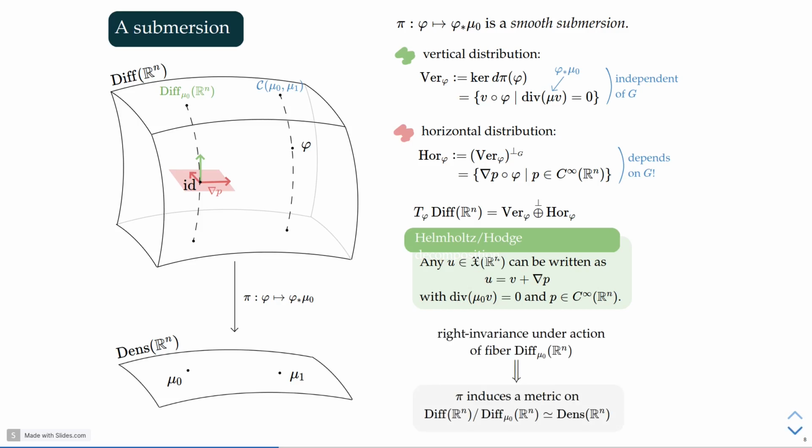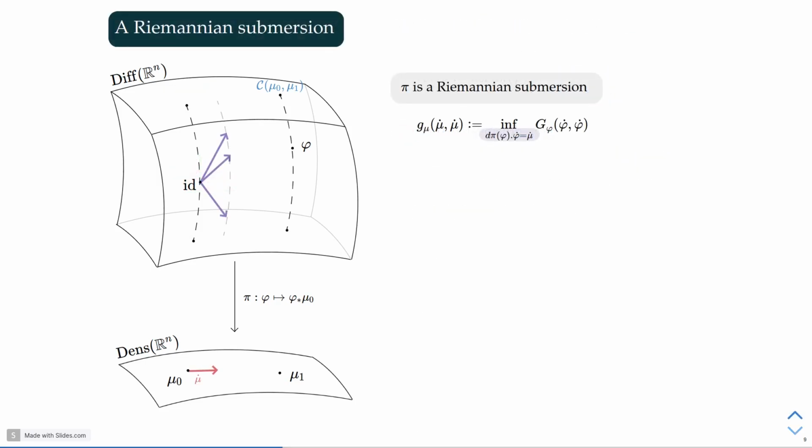So as I mentioned earlier, the metric on top in Diff is right invariant under the action of the fiber of the volume preserving diffeomorphisms. And so this means that we're going to be able to induce a metric on the bottom space, which is actually the quotient of the diffeomorphisms by the fiber of volume preserving diffeomorphisms. And so by doing this, we make pi remain a submersion. And the metric we're going to induce on the bottom space, on Dens, is defined as follows.